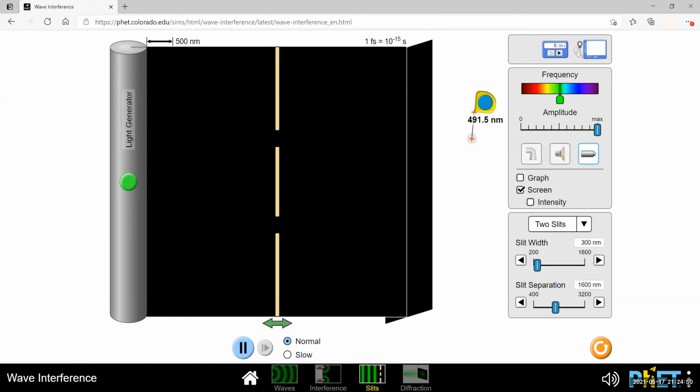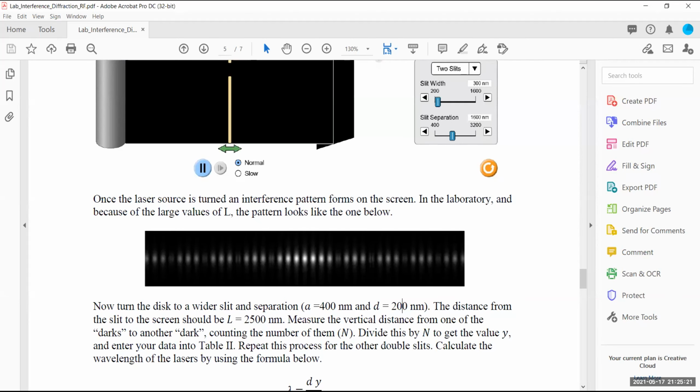Okay. Now turn to a width of A equals 400 nanometers and D to be 200 nanometers. The distance from the slit. Oh, I'm sorry, it's supposed to be 2000. Okay, there's a typo there, okay? So please fix this number. Let me stop sharing the screen and tell you where. This is supposed to be 2000, not 200. Okay, it doesn't make sense to have the distance less than the slit size.